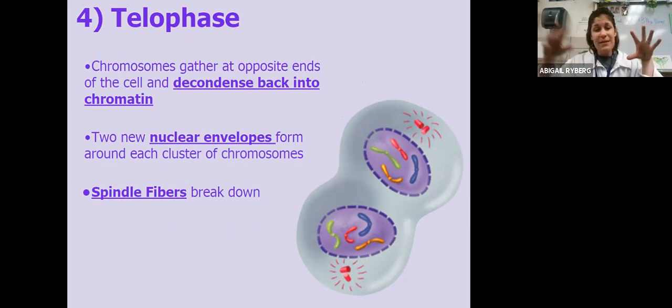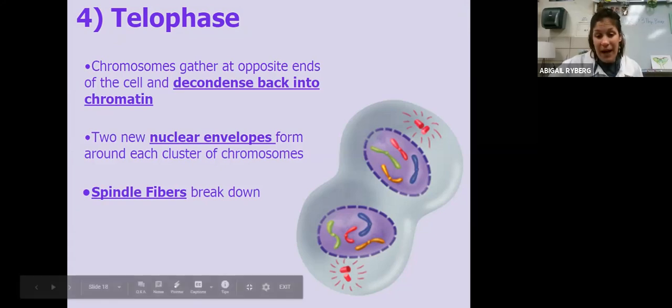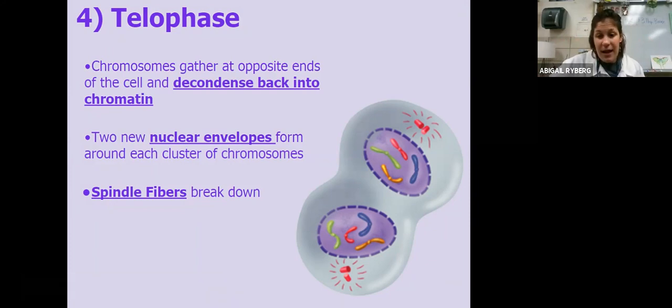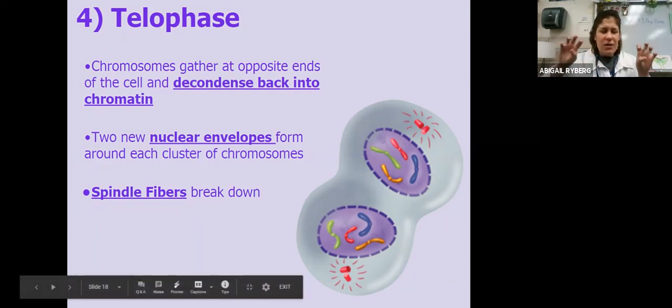Towards the end of telophase, we will no longer be able to see the chromosomes, and instead we'll be back to seeing chromatin. Two nuclear envelopes are going to slowly start forming around each clump of DNA. Here's one set of chromosomes, and you can see the dotted line again. The nuclear envelope is now reforming, and it's going to do the same thing around the other set of chromosomes.